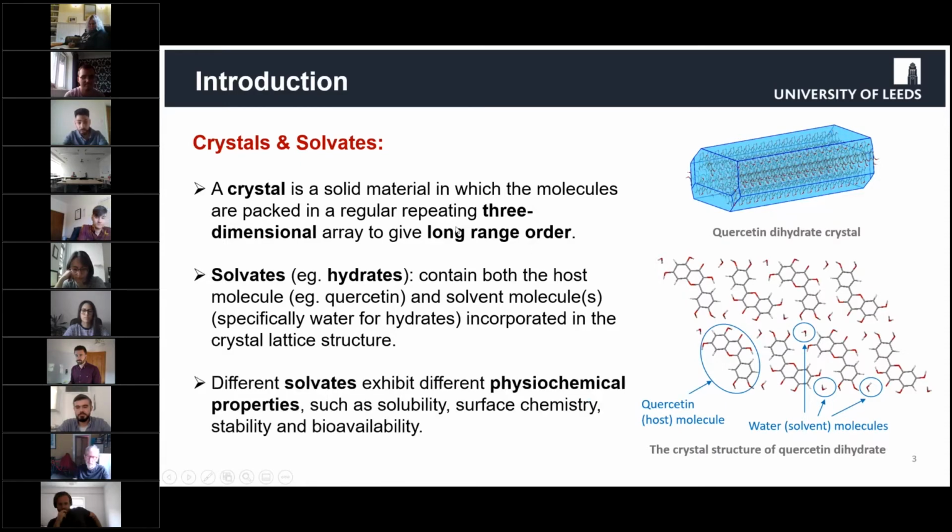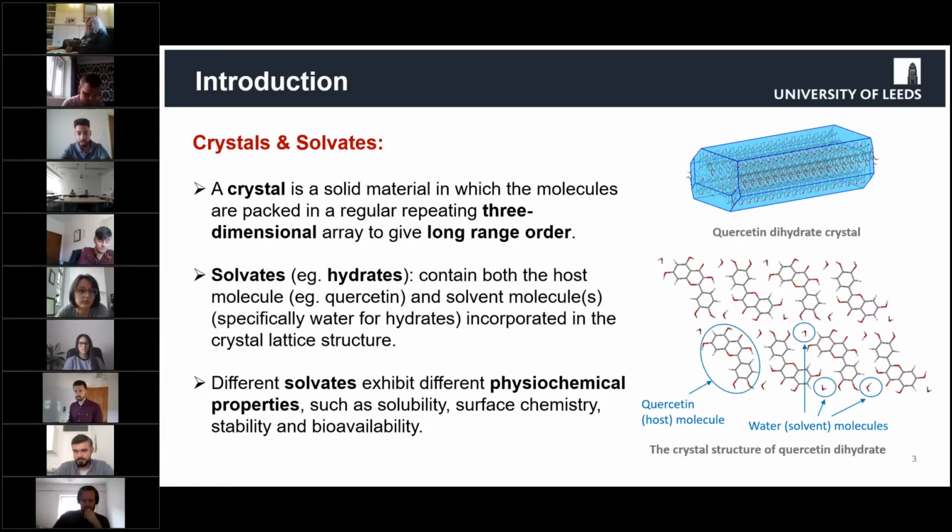The solvate molecules in the lattice can form interactions with the host molecule, for example, hydrogen bonds. These can affect the physiochemical properties, for example, the solubility, the surface chemistry, the stability, and the bioavailability. Solvate structures are particularly attractive for the pharmaceutical and the food industry because they can be exploited to manipulate some of the physiochemical properties and get desired properties, for example, as I mentioned, solubility.